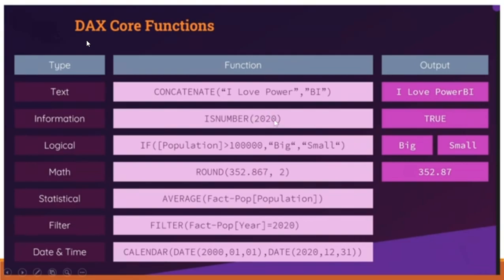Now, in the information function, in this example, we want to find out if 2020 is a number. If you want to find out if a specific value is a number or not, you have to use the isNumber function. After specifying the function, you specify the value inside round brackets. Obviously 2020 is a number, so the output will be true.